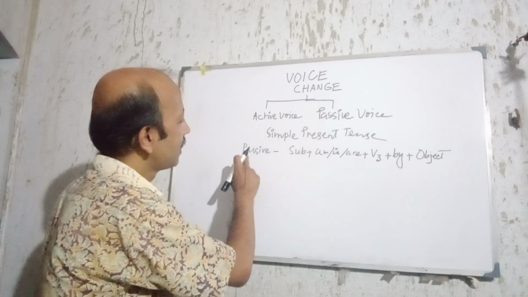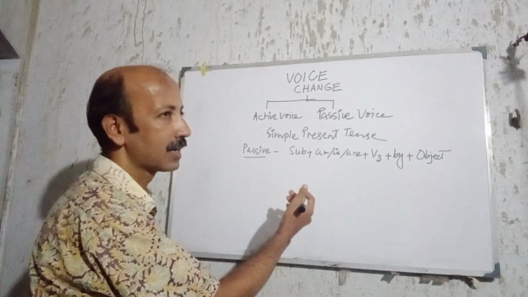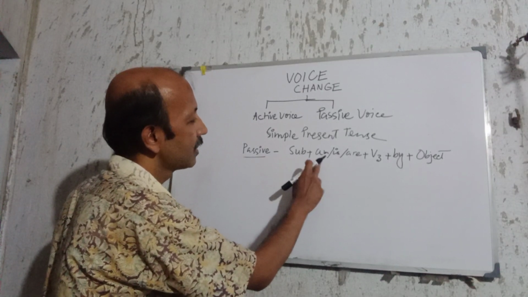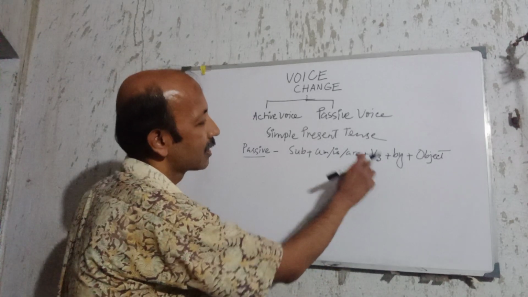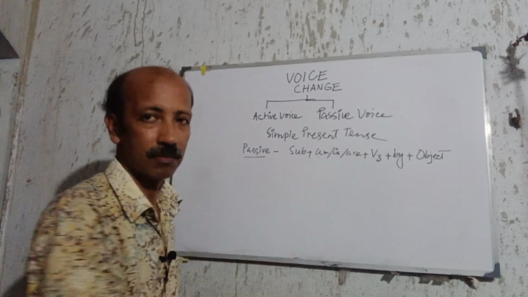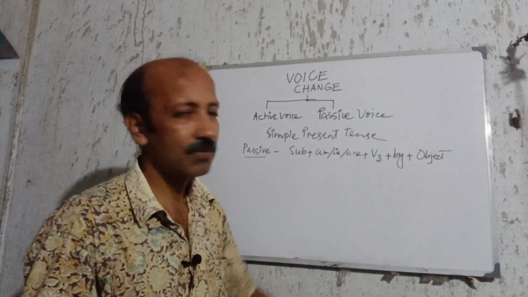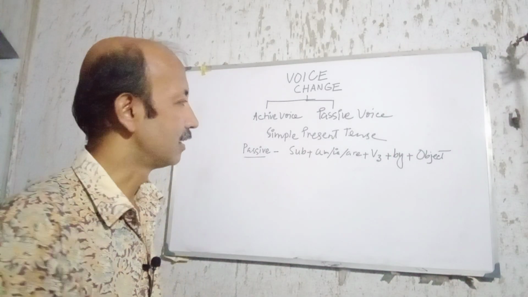Simple present tense, the passive form. If we want to change the active voice to passive voice, we have to follow this construction. Subject, and according to the subject, am, is, are will be there. After that, the main verb will be in the past participle form. Then by must be there, and after that, the object is written.